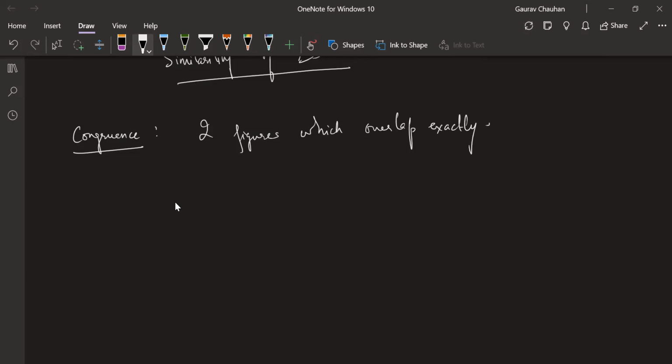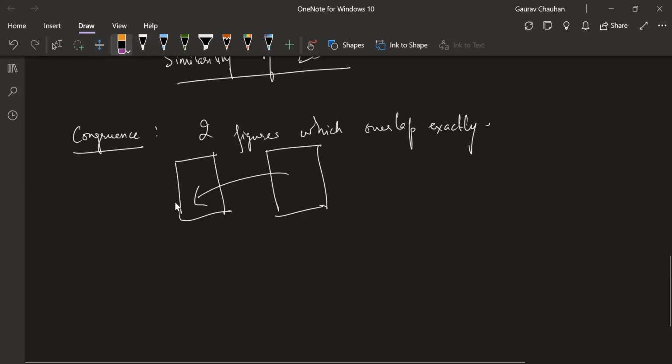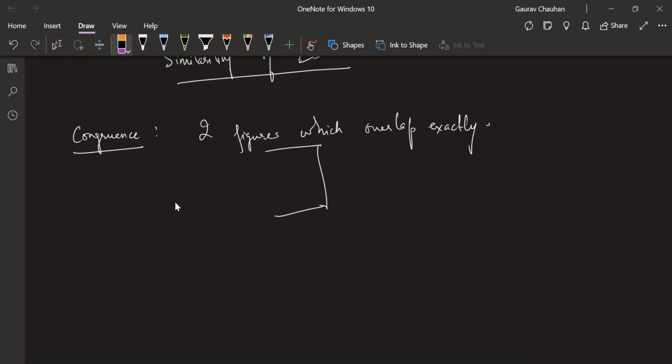Like for example, just think about the pages of your book. They have the same shape, plus they have the same size, which makes them overlap exactly on top of each other. When I place one page on top of the other, there's nothing coming out of the borders and it's fitting exactly. So for congruence, there are two conditions which are necessary, generally speaking: same shape and same size.